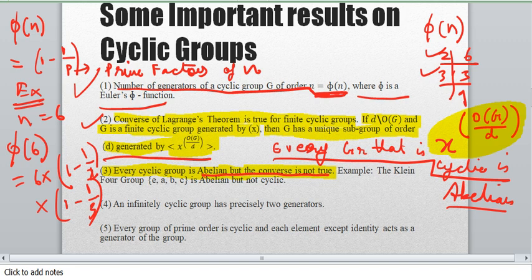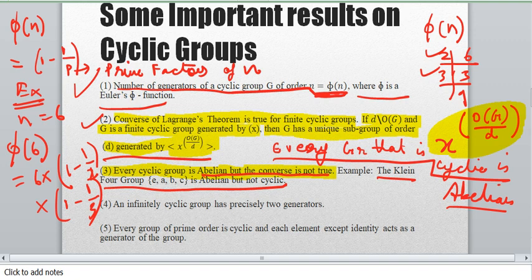Let's try and understand an example. The Klein 4 group with elements E, A, B, C is abelian but not cyclic. Why? You will not find a generator. You will not find that every element can be generated by one of them. One element generating all the elements, you will not find a possibility as such. You can go ahead and check it out. Every time you check it out, you will not find anything as such.